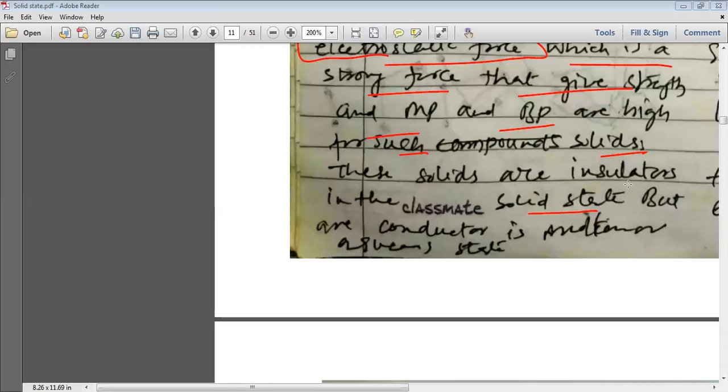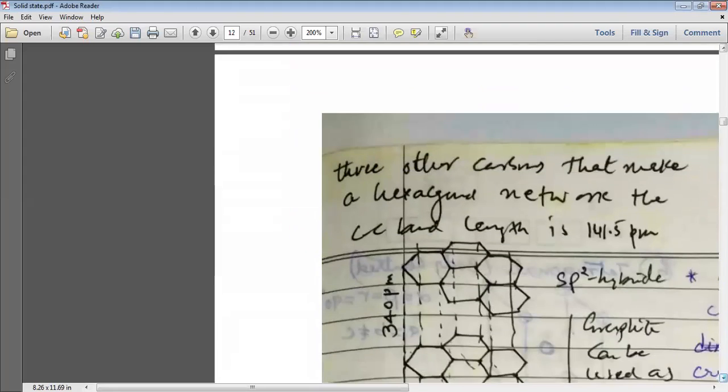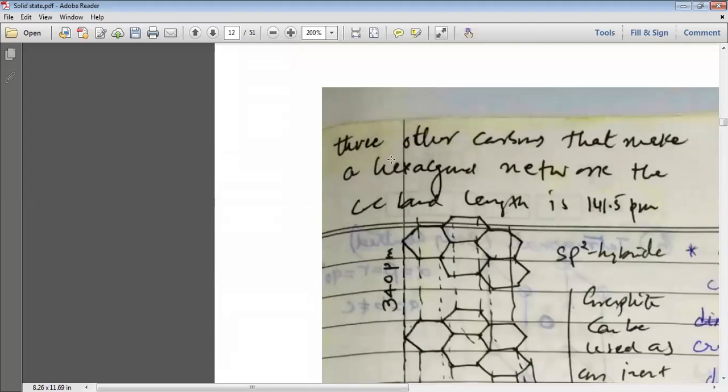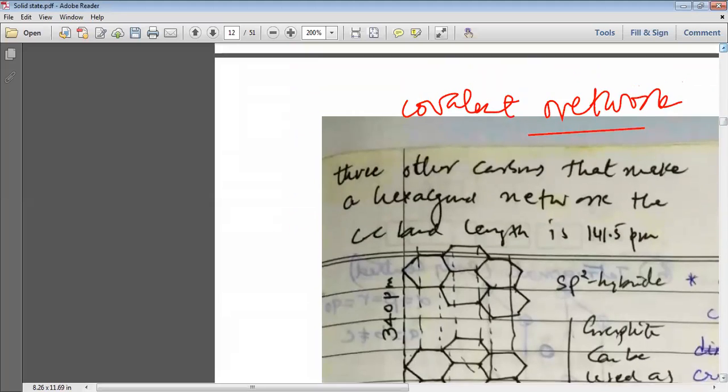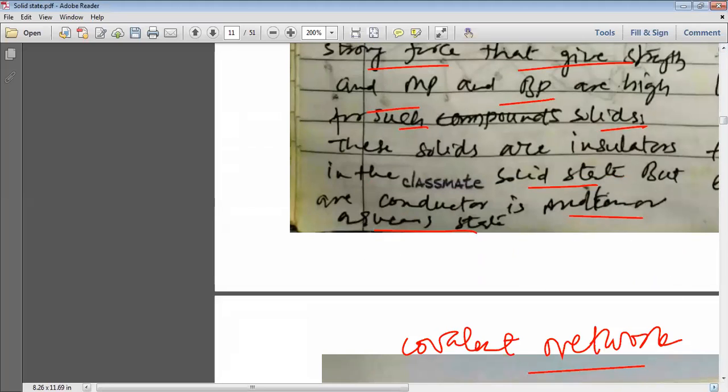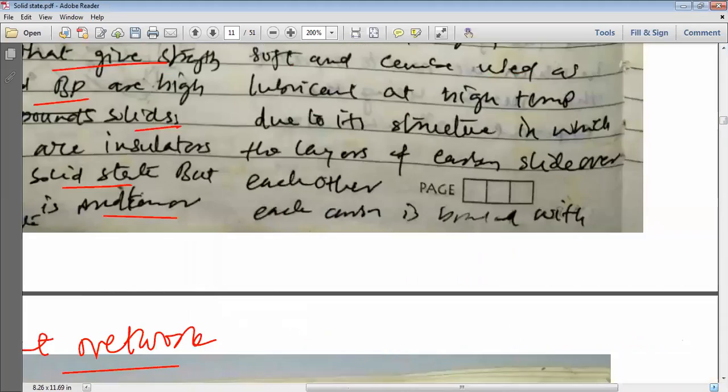So these type of solids are insulators in the solid state, but they are conductors in the molten state or in their aqueous solutions or in their liquid state. That is what we have seen. Then, my dear students, we have the covalent or network solids. In this covalent or network solid, my dear students, actually I have missed one page, so let us go there.